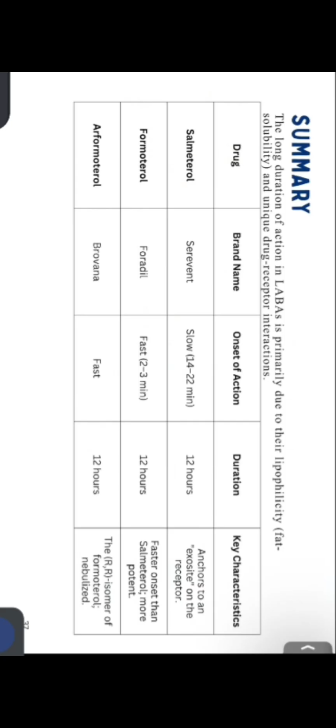So, to summarize it, the long duration of action in LABAs is primarily due to lipophilicity. So remember guys, the long duration of action in LABAs is primarily due to its lipophilicity or fat solubility and unique drug receptor interaction. So bahala na kayo magbasa guys. Next slide please.